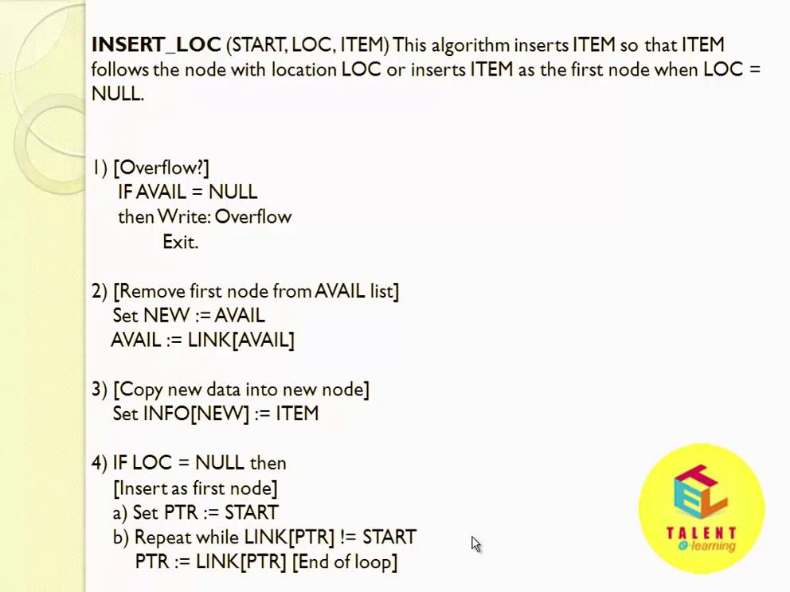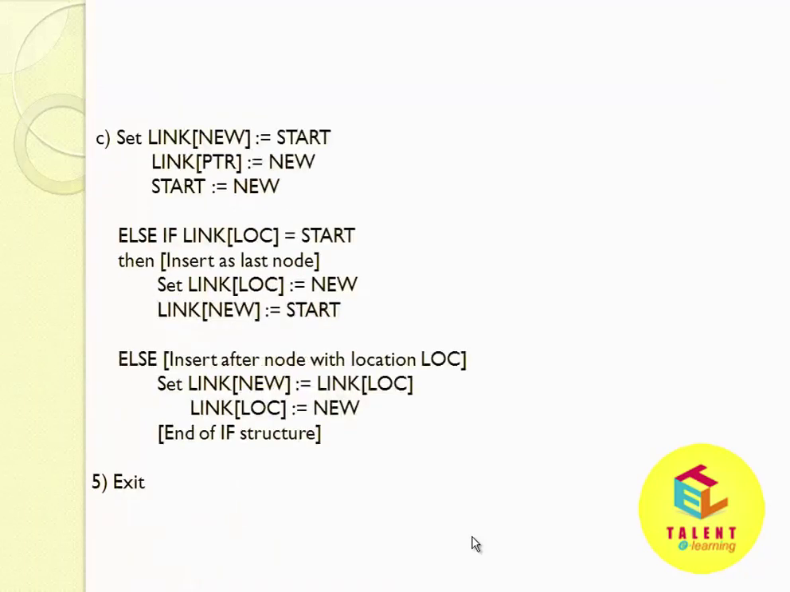Step 4, if location equal to null, then A, set ptr equal to start. B, repeat while link of ptr not equal to start, ptr equal to link of ptr. C, set link of new is equal to start, link of ptr equal to new, start equal to new. Else if link of location equal to start, then insert as last node, else insert after the node with location LOC. And step 5, exit.